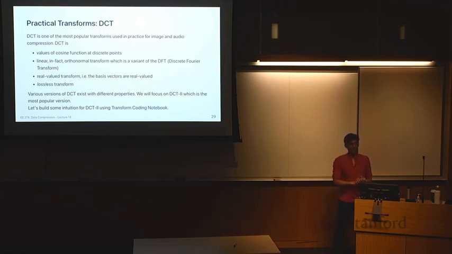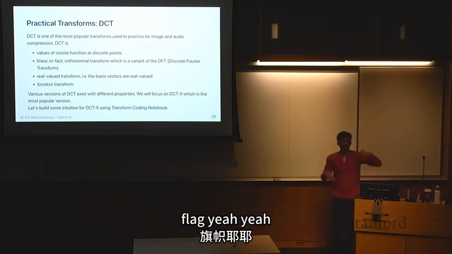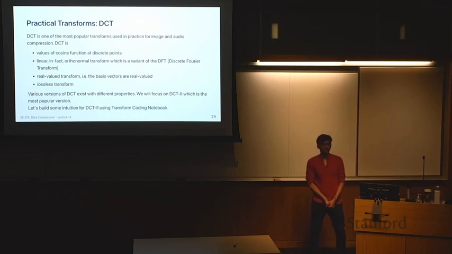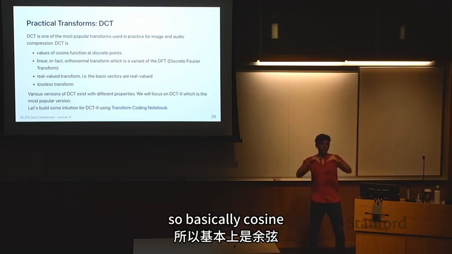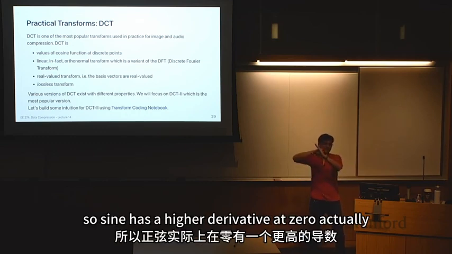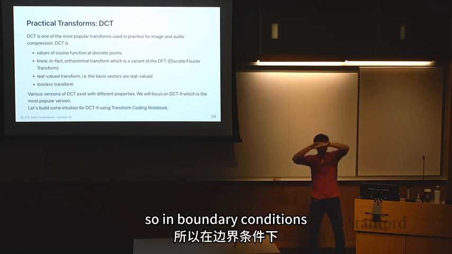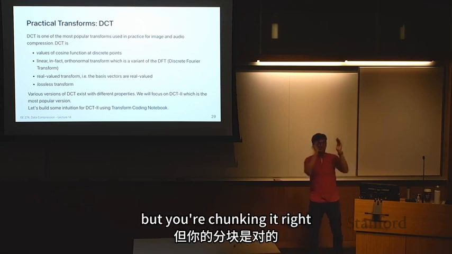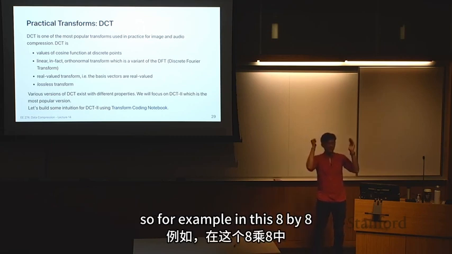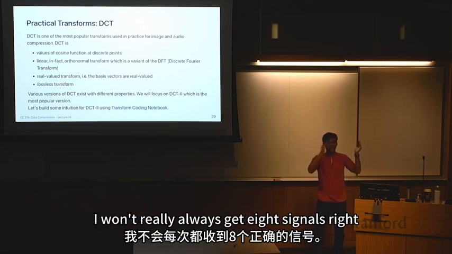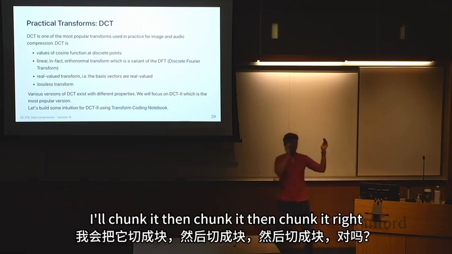For constant type signals, I think DCT is more concentrated at lower frequencies than the DFT. Yeah. Because cosine is flat versus sine sort of sharp. Something like that. So basically sine has a higher derivative at 0. So in boundary conditions, what happens is you have this signal, but you are chunking it, right? So for example, in this 8x8, I won't really always get 8 signals, right? I'll have a continuous stream of symbols. I'll chunk 8, then chunk 8, then chunk 8, right?